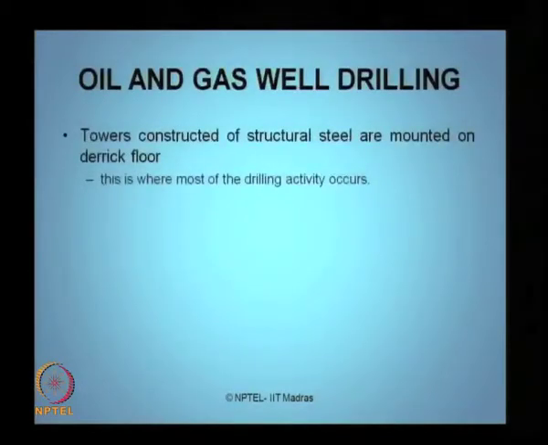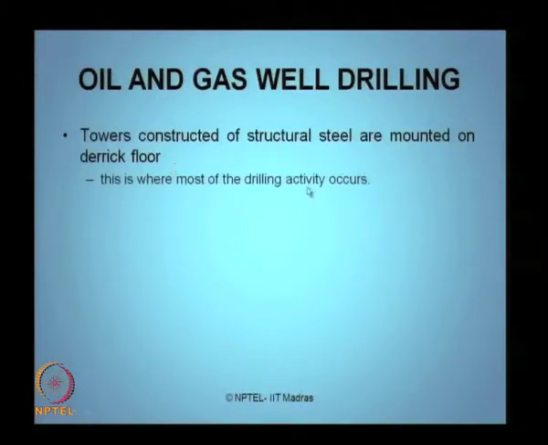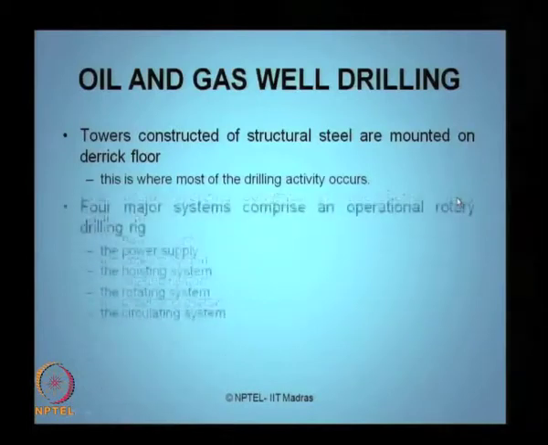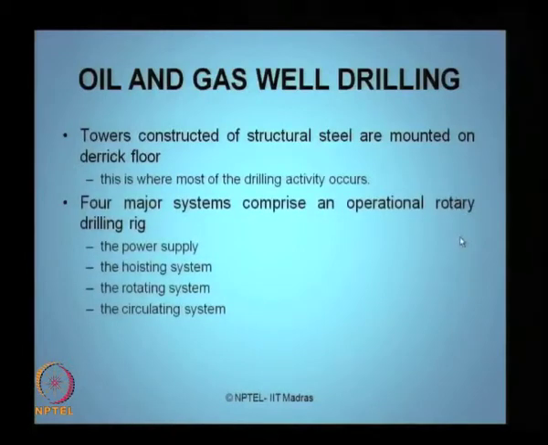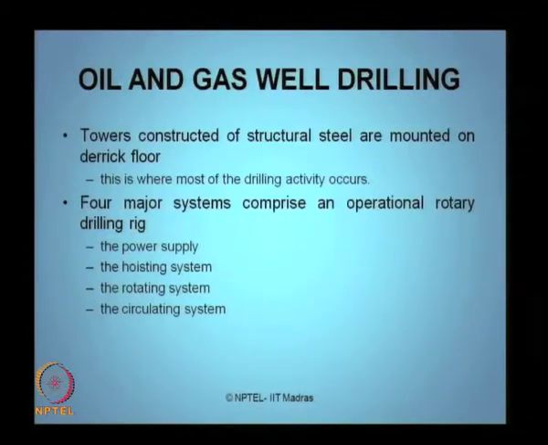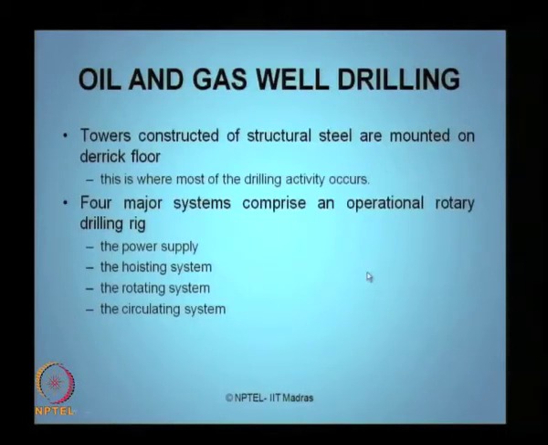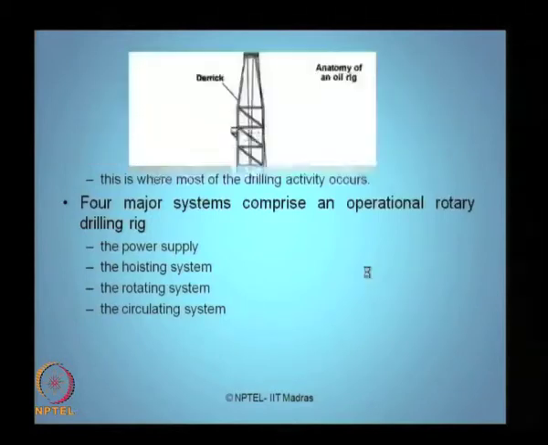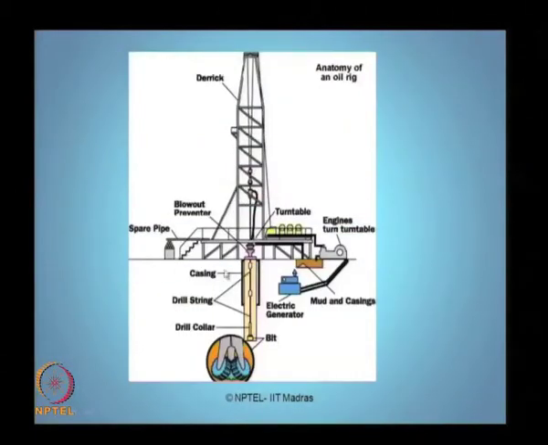Towers constructed of structural steel are mounted on the derrick floor. This is where most of the drilling activity occurs. Four major systems comprise an operational rotary drilling rig. Let us see what they are: the power supply system, the hoisting system, the rotating system and the circulating system are four vital components of what we call a rotary drilling rig. So this is the anatomy of an oil rig.